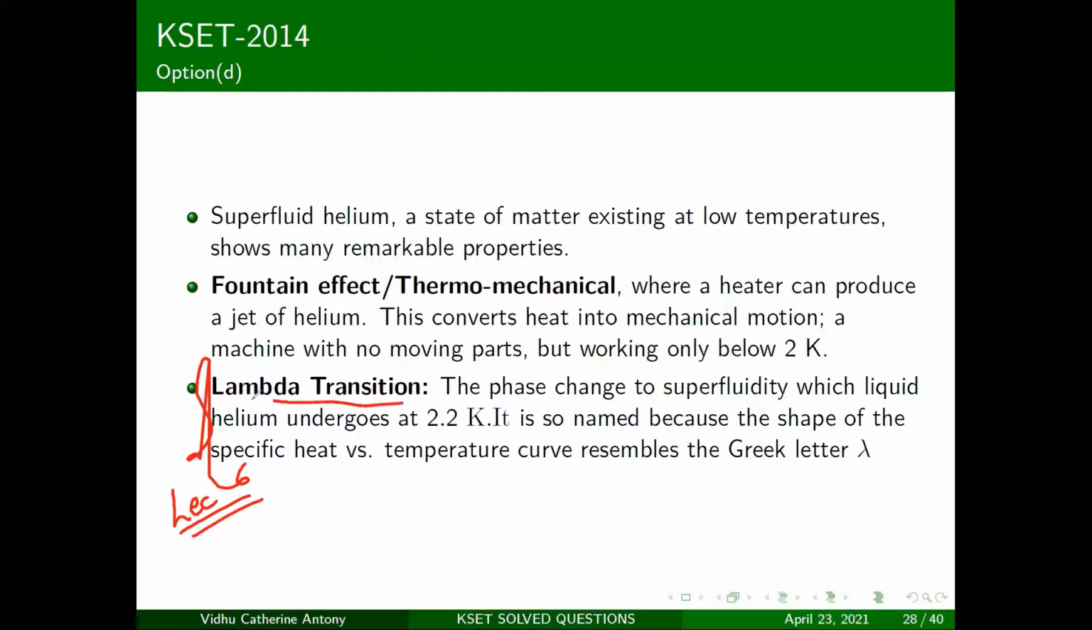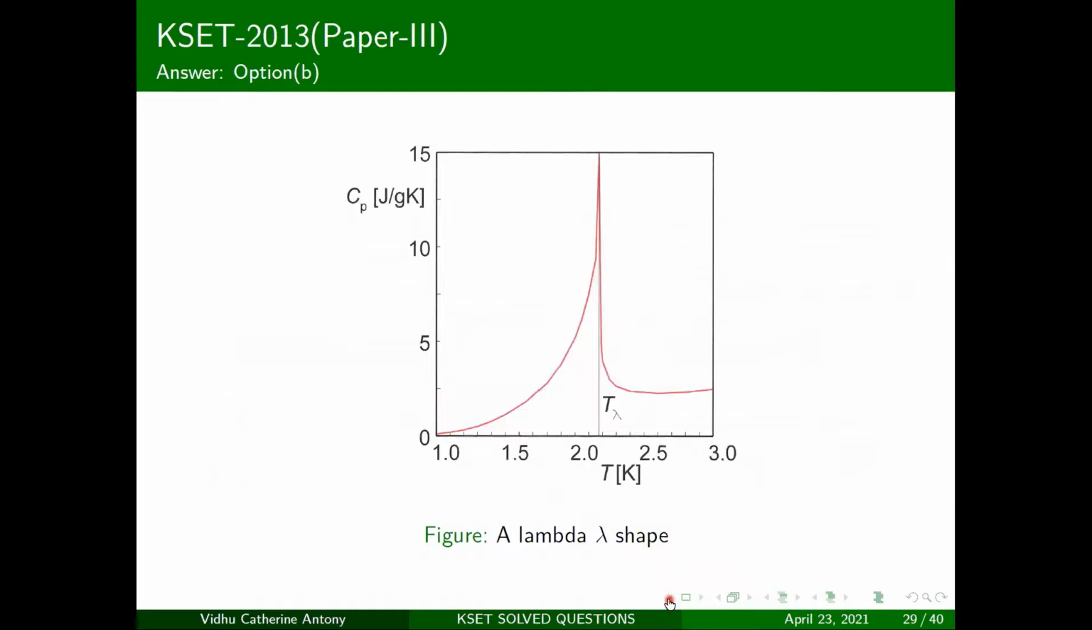So what did we talk about there? We talked about the lambda transition, the phase change to superfluidity, which liquid helium undergoes at 2.2 Kelvin. It's so named because of the shape of the specific heat Cp versus temperature graph, which looks like a lambda. So it resembles lambda, and that's why it's called a lambda transition. They also call 2.2 K the lambda point. If you're below the lambda point, then you have superfluid helium. This is your lambda, which I showed you in the previous lecture.